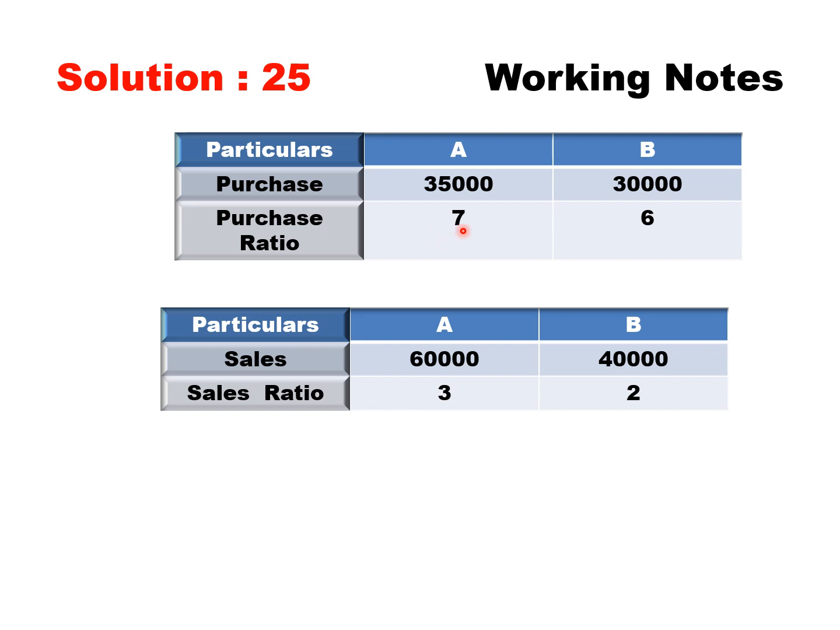So students, purchases of A 35,000, B 30,000. So your ratio you get 7:6. That's 5 sixes are 30, 5 sevens are 35. Then we have sales. In that sales ratio you get 3:2, 2 twos are 4, 2 threes are 6. So purchase ratio 7:6, sales ratio 3:2.